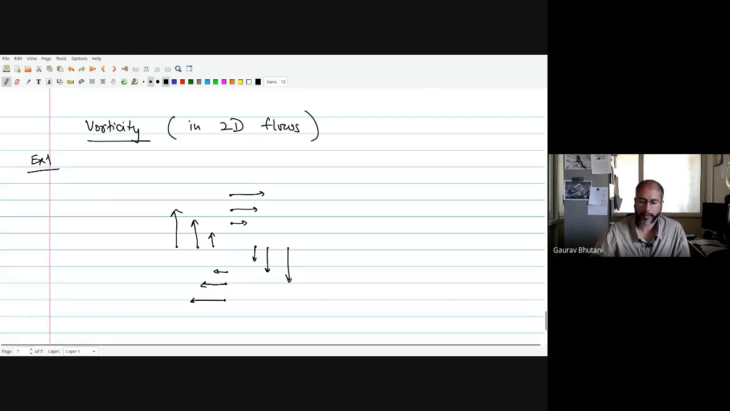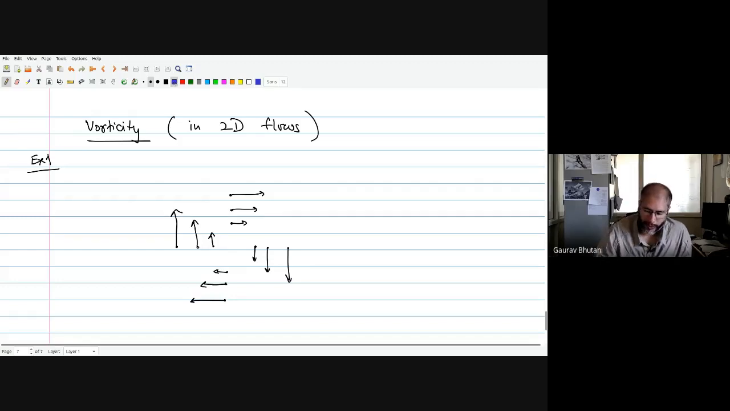Is it clear, do you understand? This is a velocity field. So I've drawn the velocity at different points. It's a vector field. It's a quiver plot, as we discussed earlier. So let's see how we figure out if there's any rotation.